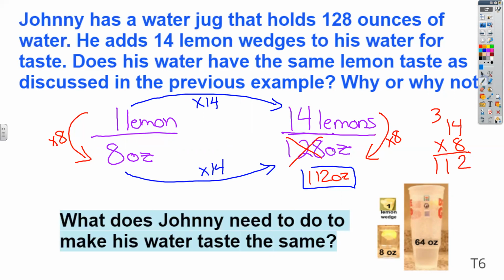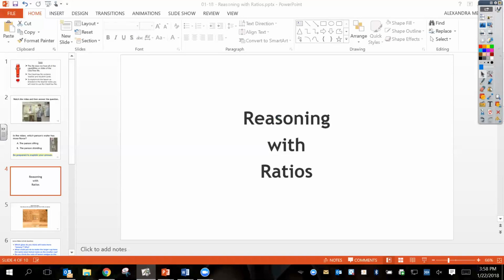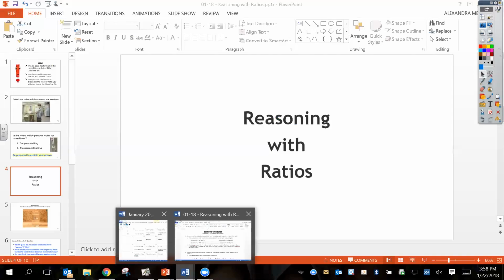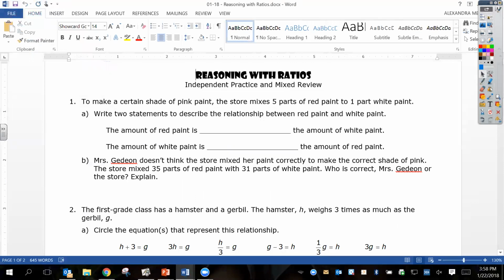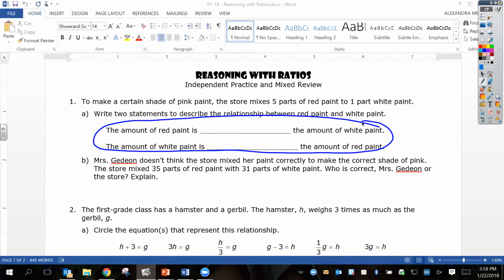All right, so now what I want you to do is work on your practice worksheet. It looks like this. I'm going to help you out with a couple of problems right now, just because those are the questions that I had during class, and I know that I'm not there to help you out. So for number 1, they've given you the paint mixture. 5 parts of red paint, 1 part of white. Make sure you write those numbers in correctly for this section right here.